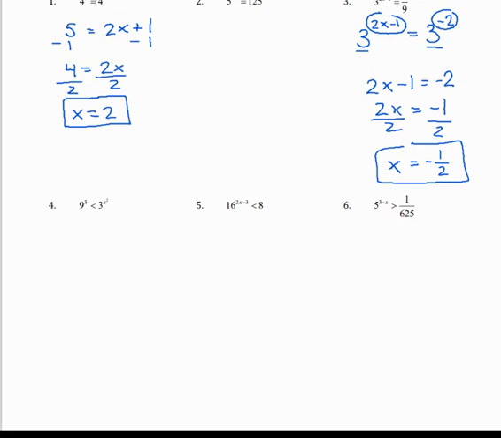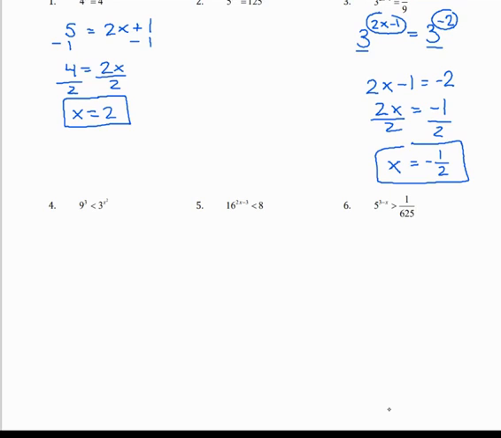Okay, number 5, let's do that. So we're going to work with the same process, but just remember here we have an inequality. So the only thing you need to remember are inequality rules. When we multiply or divide by a negative, watch that symbol. So this time we have a 16 and an 8. So the question is, can I write 16 as 8 to some power? No, I can't, right? We can write it as 8 times 2, but that's not 8 to some power.